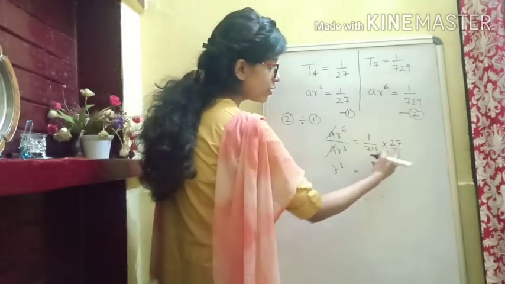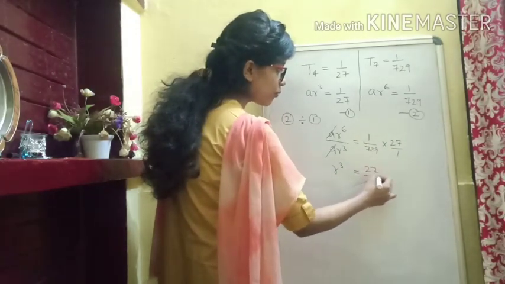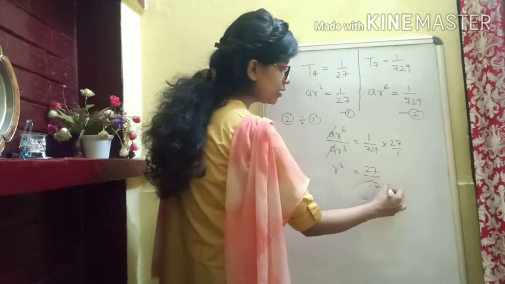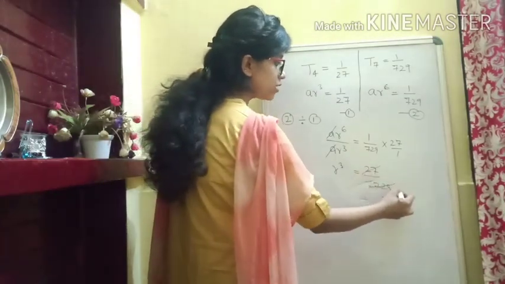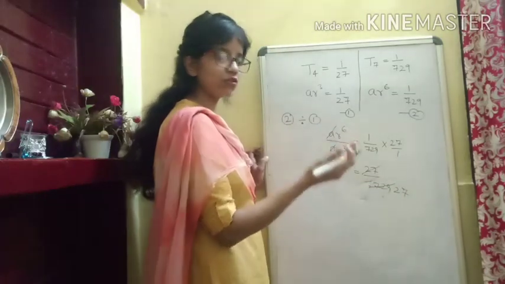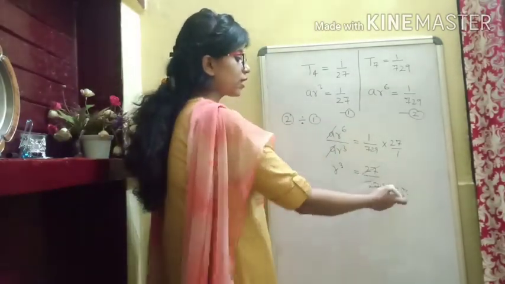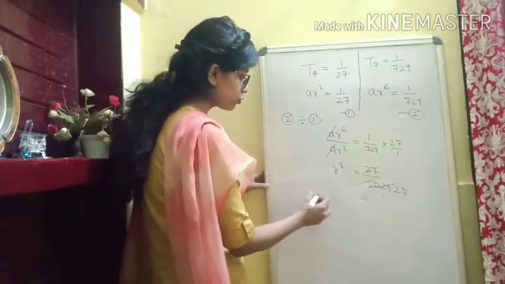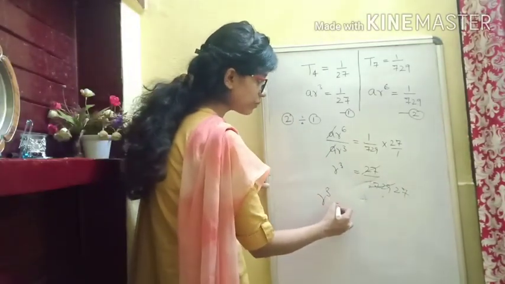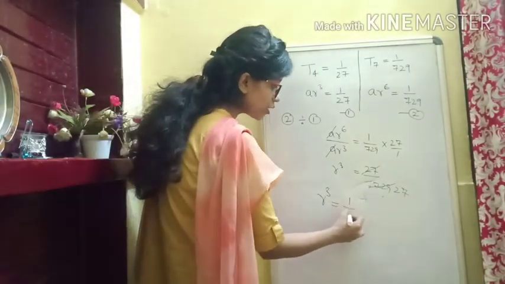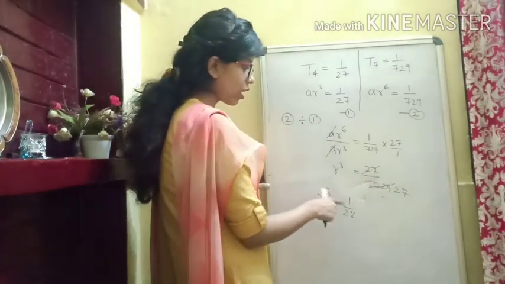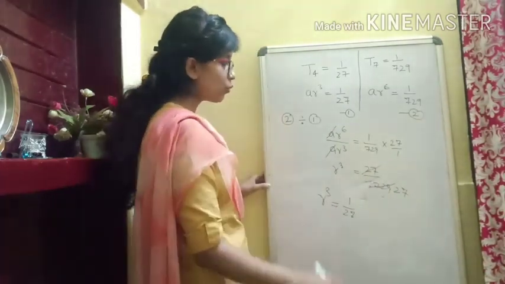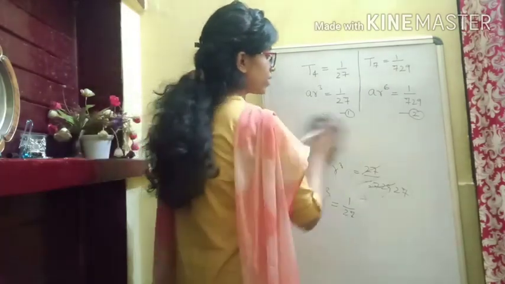And here we have 27 upon 729. Okay. When you simplify 27, when you cancel, this will give you 27. 27 into 27 will give you 729, and that's how we have cancelled. So eventually we are getting R to the power 3, 1 upon 27. Here you see we are getting this 27 in denominator. So R to the power 3 we are getting 1 upon 27.